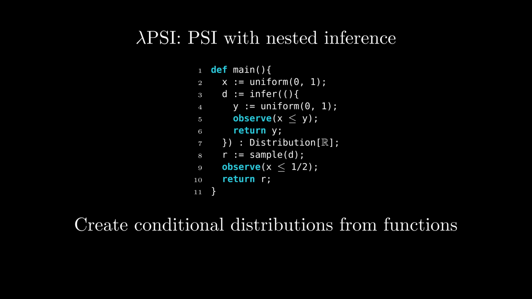Note that in this program there are two observations. Due to the way infer normalizes its result, it essentially creates a dynamic scope for observations. The first observation only influences the distribution of y within the nested inference context. In other words, the distribution d will simply be the uniform distribution on the interval between x and 1, while x remains uniformly distributed between 0 and 1.